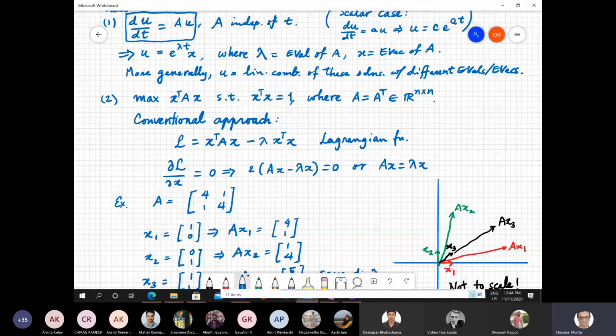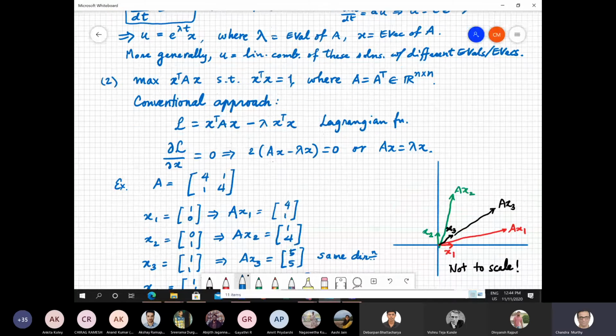And if you do that for this particular Lagrangian function, it is not difficult to show that the derivative is 2 times A x minus lambda x. And so if you set the derivative equal to 0, you get this equation here, 2 times A x minus lambda x equals 0. Or in other words, A x equals lambda x, which is the eigenvalue eigenvector equation. So these are two simple examples where eigenvalues and eigenvectors arise naturally when you're trying to solve some problems.